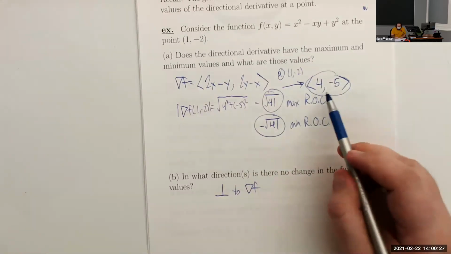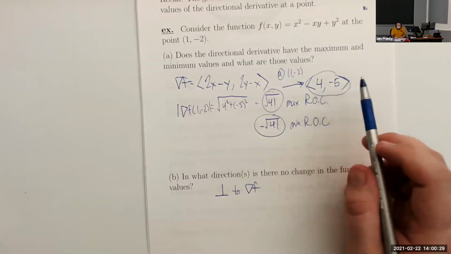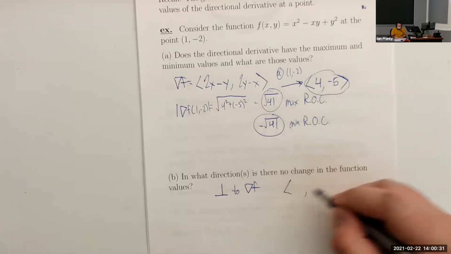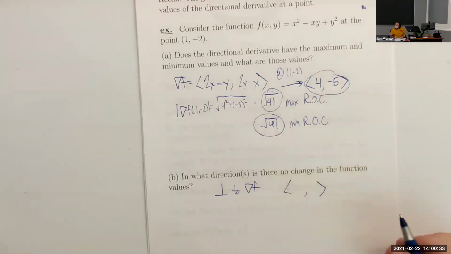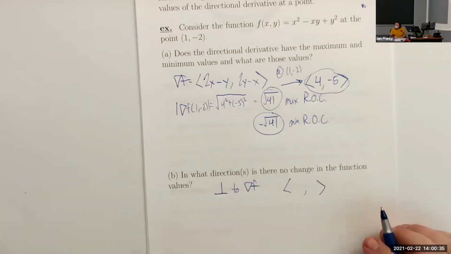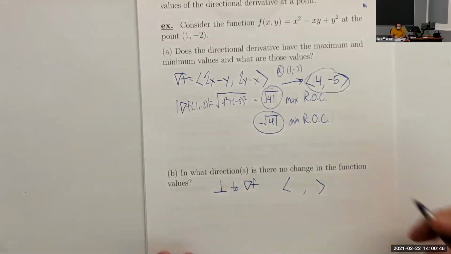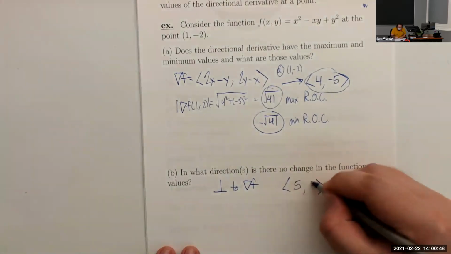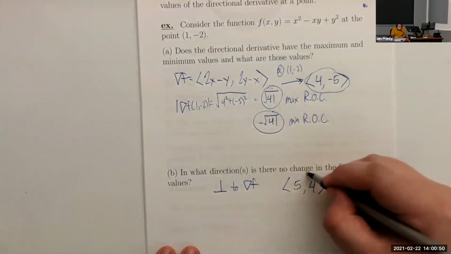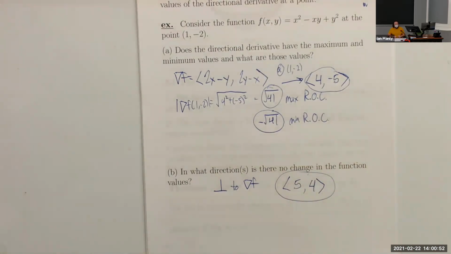Okay. What's a vector that's perpendicular to 4, -5? Does anyone know what's going on here? What's perpendicular to that? I guess 0, 0. Yeah, technically, I guess, but something a little more non-trivial would be 5, 4. So this is going to be the direction in which there's going to be no change whatsoever.